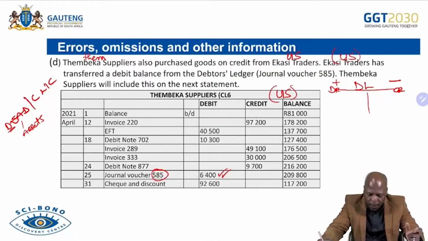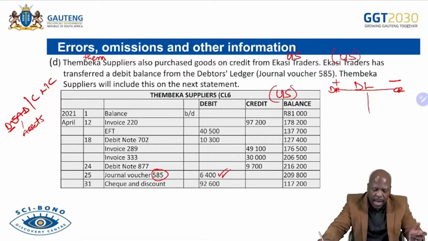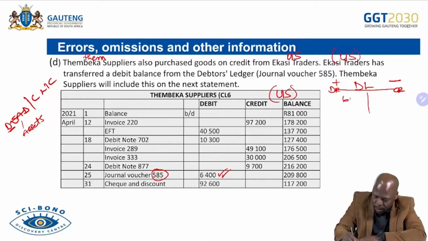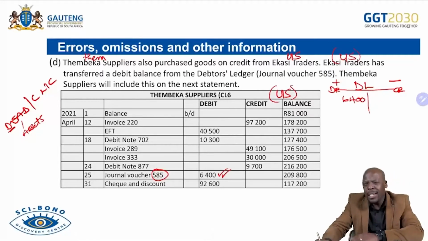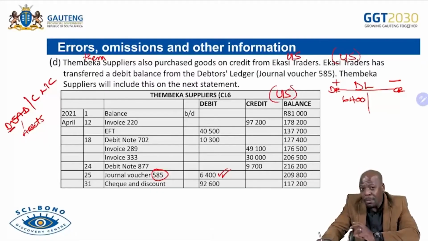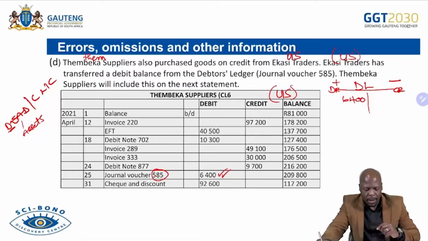Now, listen to this. It says Ekasi has transferred a debit balance from the debtors ledger. So the debit balance, therefore, is 6,400. What does a debit balance in the debtors ledger mean? A debit balance in the debtors ledger simply means someone is owing us. They owe us. So in other words, they're trying to tell us that Tembeka Suppliers was owing us 6,400.